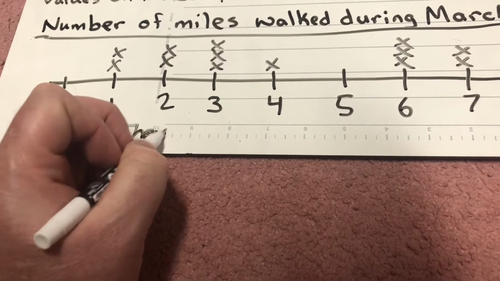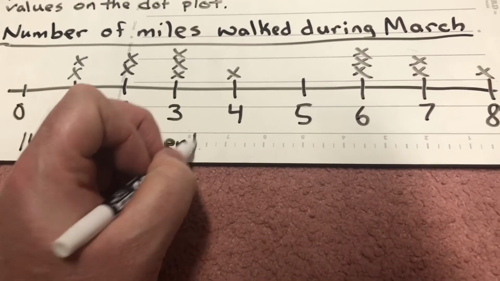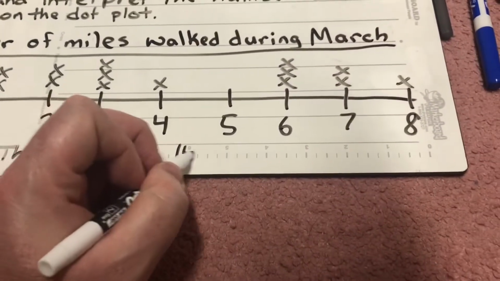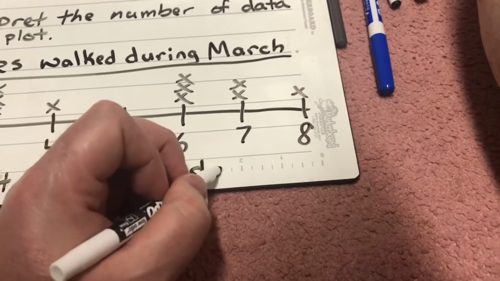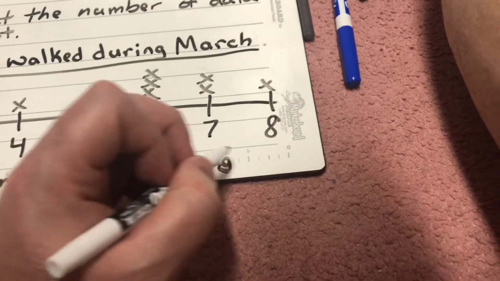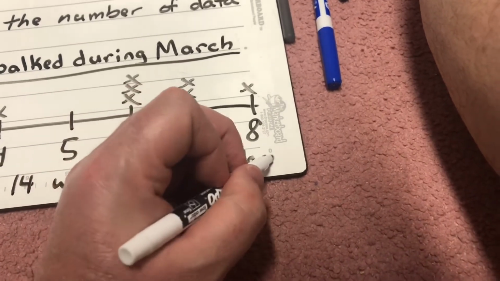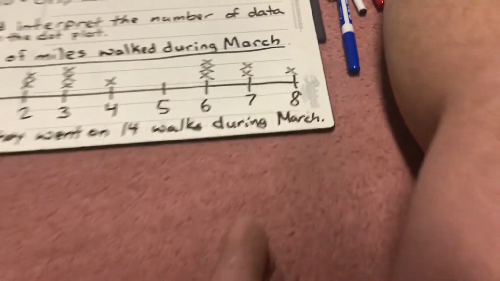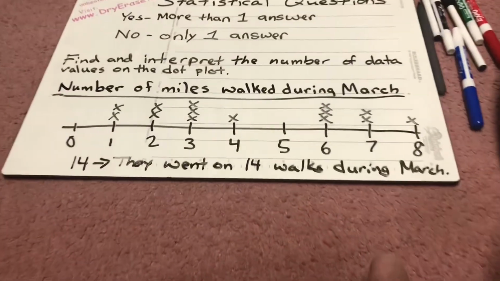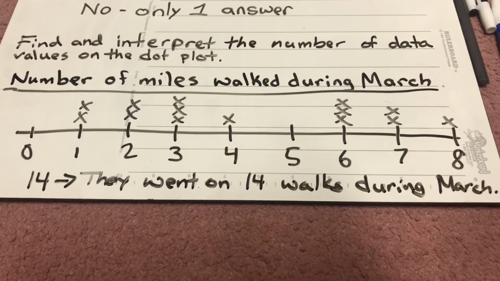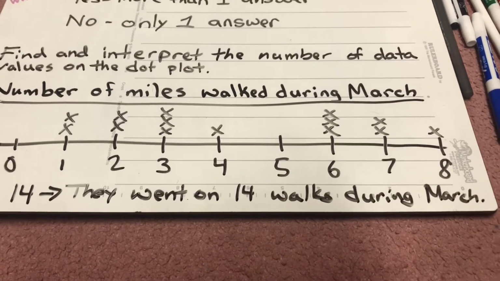Okay, so we'd say they went on 14 walks during March. And that would be the interpretation. All right? Not hard. I would expect that you would be able to handle that.